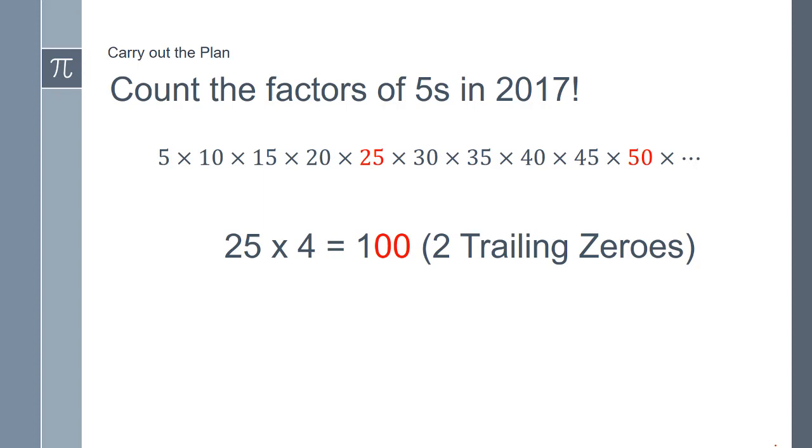It turns out that for every 5 multiples of 5, there is a multiple of 25, and 25 is 5 squared. So it has two factors of 5 in it. This gives rise to two trailing zeros when multiplied by 4. So if we divide 403 by 5 and round that down, that tells us there are 80 multiples of 25, which contribute an extra zero each. But are we done?